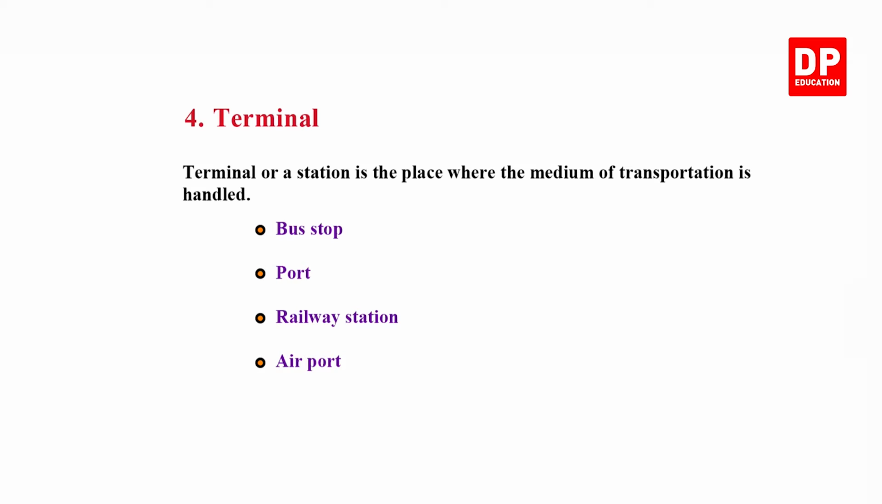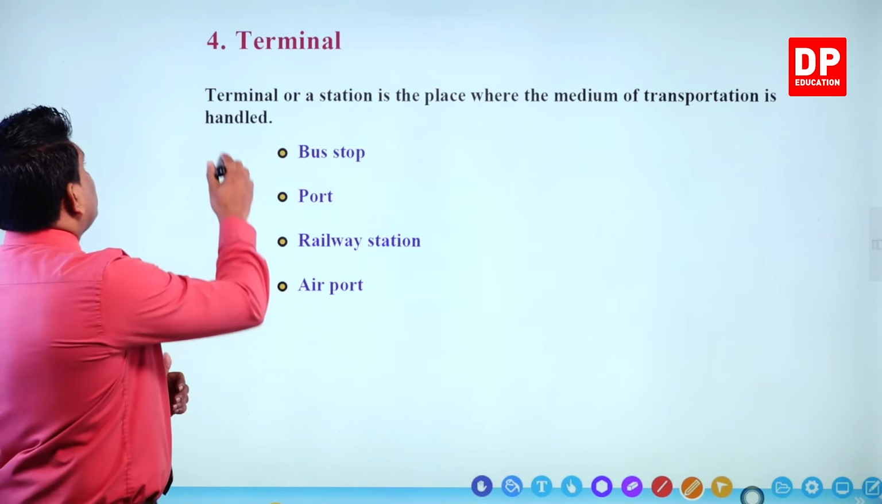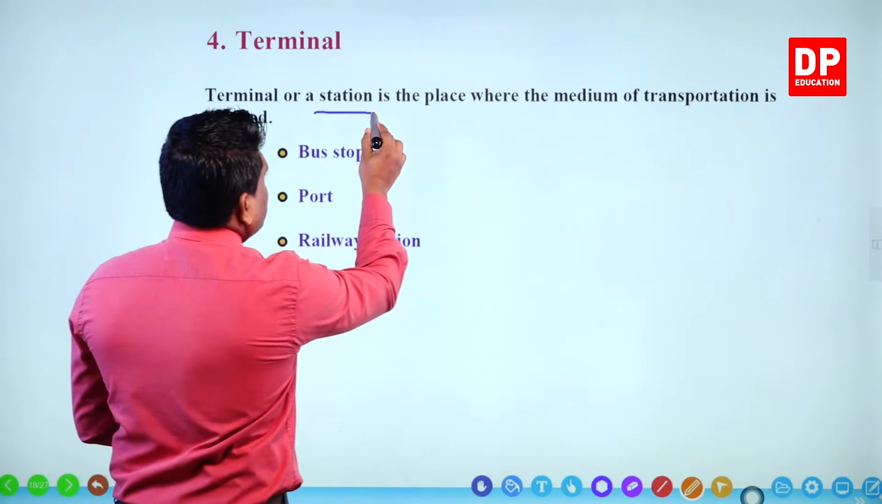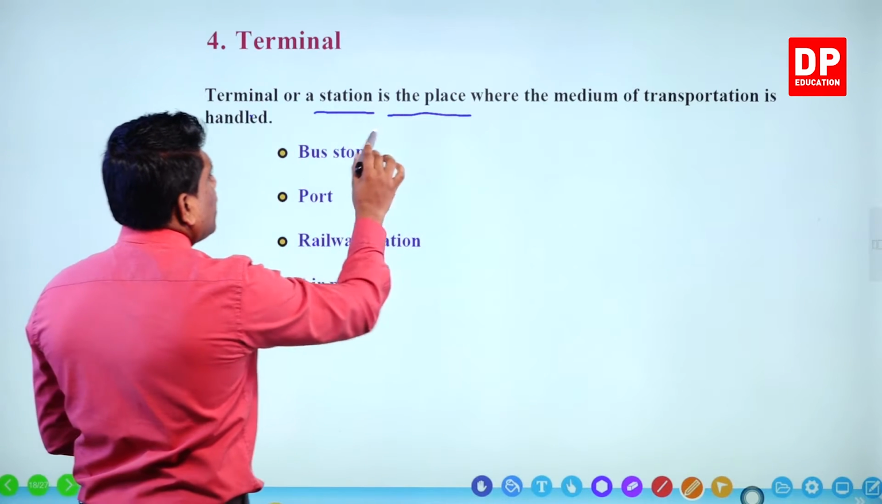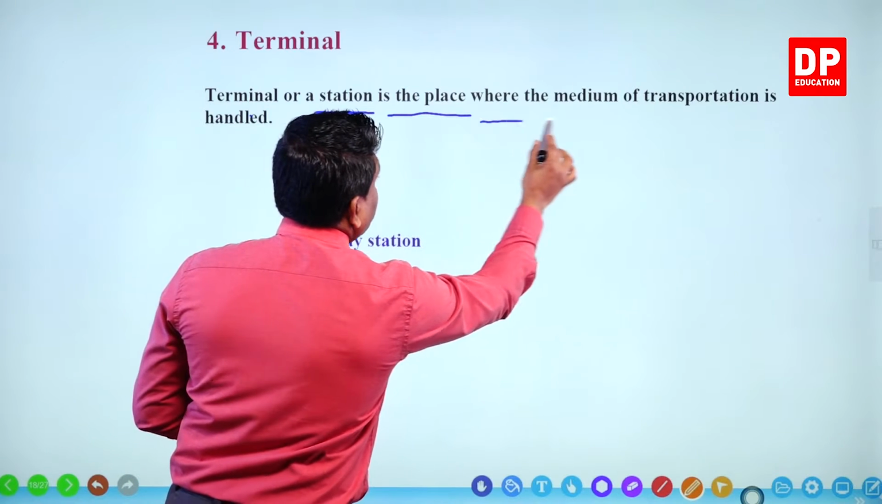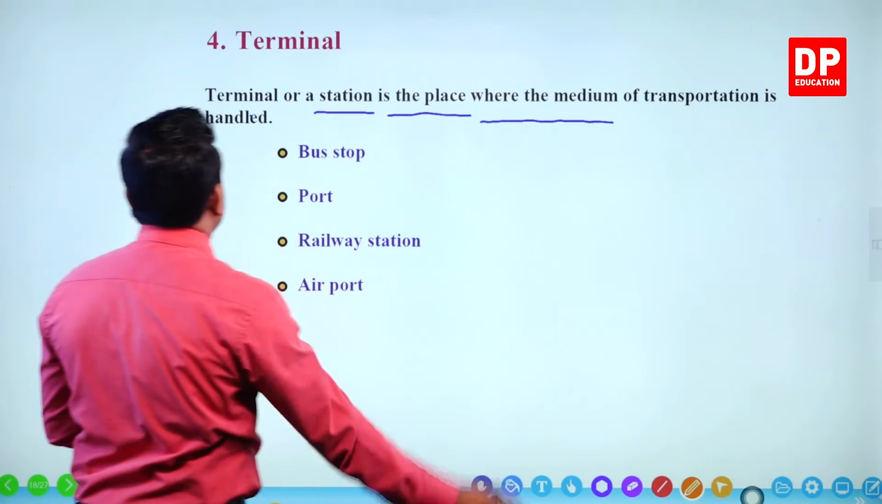Now terminal. This is the fourth one of the elements of transportation, right? Terminal or station is the place where the medium of transportation is handled.